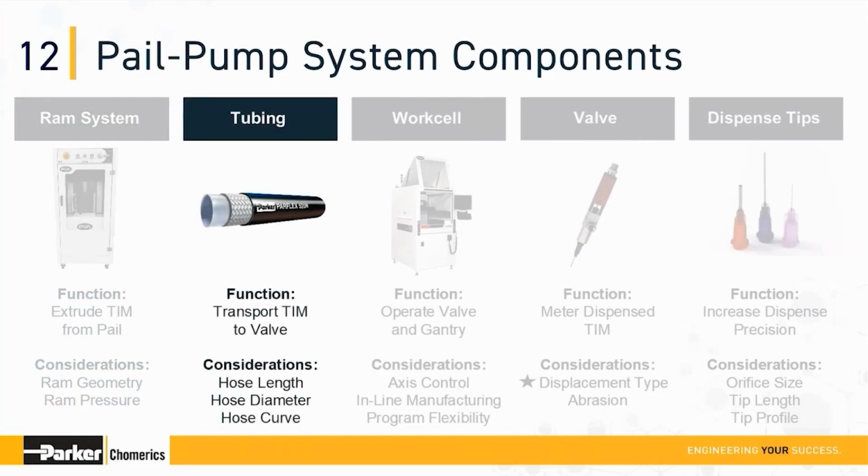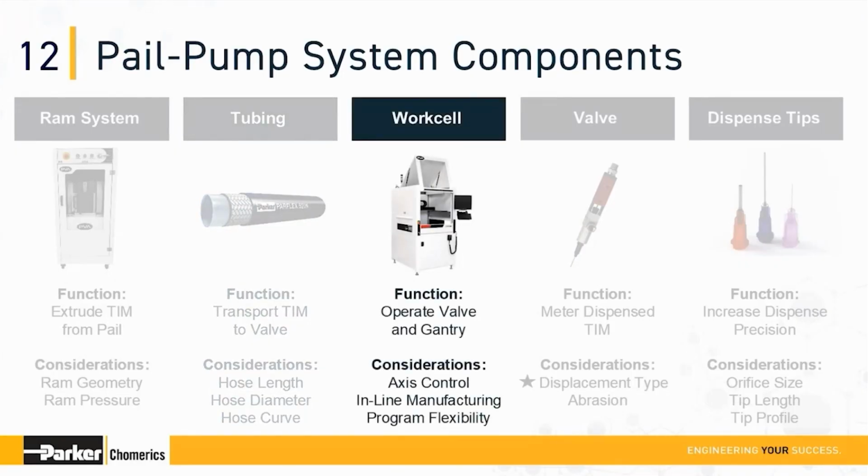Next is the hose, or tubing, that connects the ram system to the dispensing valve. If the tubing is too long, it will require more pressure to push the material to the valve and will also hold a larger volume of the material in the line. Therefore, we recommend keeping the tubing as short as possible, ideally 5 feet or less. The diameter of the tube and the presence of sharp bends can hinder the dispensing of the thermal gel. It is important to limit the diameter to between 3/4 of an inch and 1 1/4 inches, and to ensure the tubing is as straight as possible.